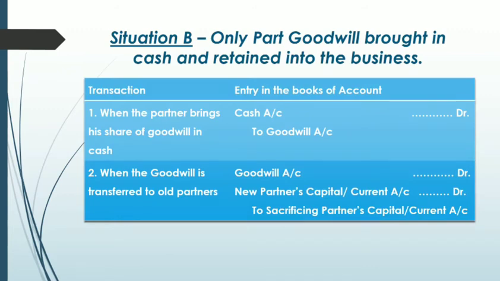Second situation, that is only part of the goodwill brought in cash and retained in the business. The first entry will remain the same, that is, when the partner brings his share of goodwill, cash account debit to goodwill account. And the second entry, that is when the goodwill is transferred to all partners, the entry will be goodwill account debit, new partner's capital or current account debit to sacrificing partners' capital or current account.